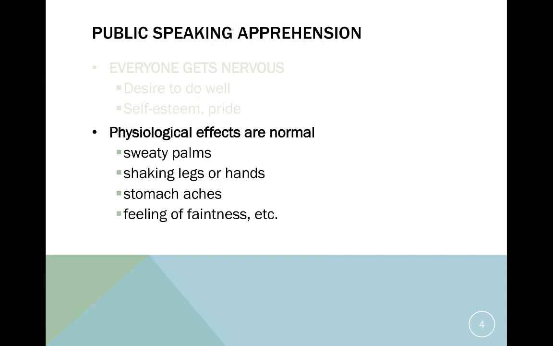Now, physiological effects are really normal. Some really common ones that I see include things like sweaty palms or even really sweaty armpits. Maybe you just become sweaty when you speak. Getting really shaky with your legs or your hands. Maybe feeling some tummy ache, butterfly sort of things going on in your stomach. Or maybe even feeling faint. There are so many other physiological effects that I'm sure you can think of that you've seen in yourself or in others. Some people tend to get really quiet when they get in front of a room.